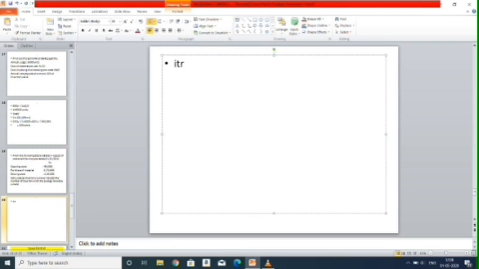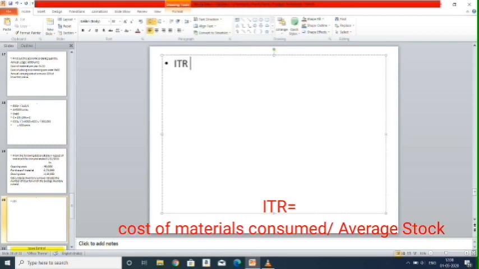Inventory turnover ratio is equal to cost of material consumed divided by average stock.